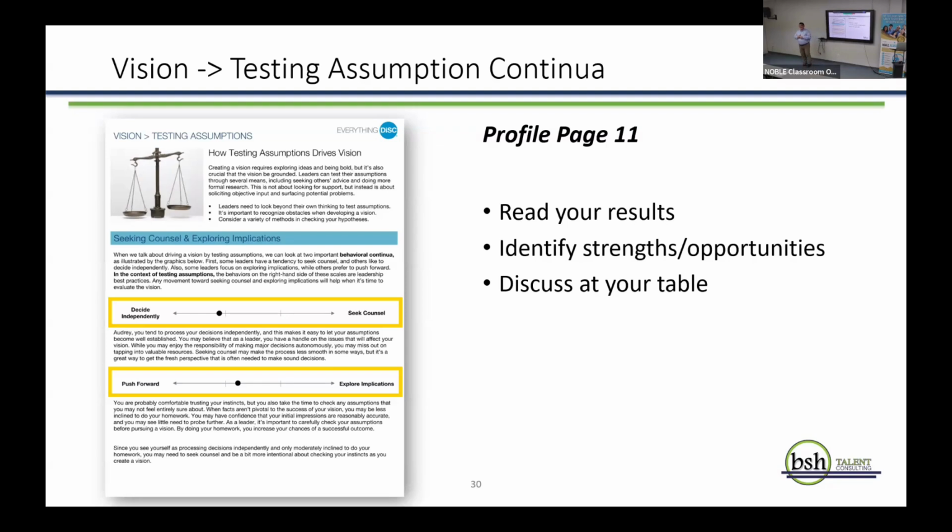Yes, I heard that. Wait, fall on the left where? On decide independently. Oh yeah, I'm way over. If it had been longer, I probably would have been even more. Where are you at? Decide independently. I'm on the left one. How far on the continuum? A third past the line, so not strong to the left, but a third into it.